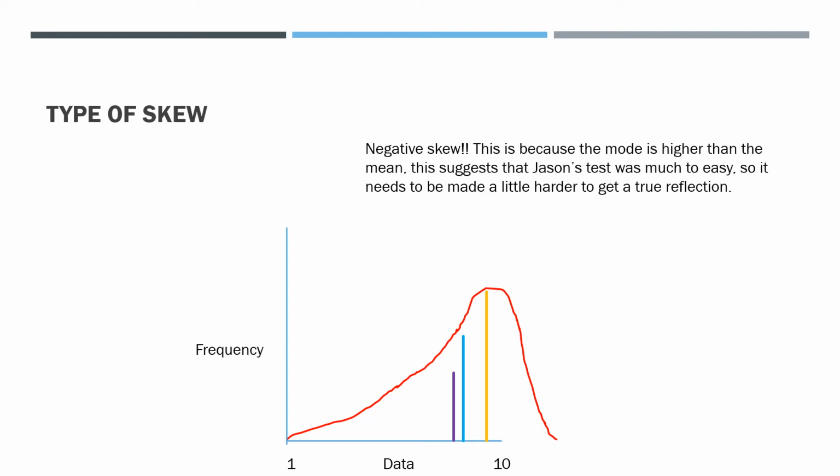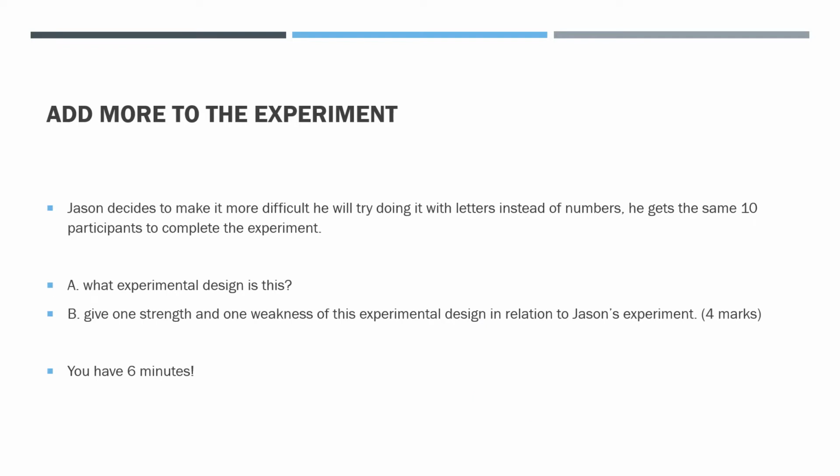So you might have to interpret the results. This was too hard, this was too easy, and then change the experiment. So that's what we're going to do. We're going to add more to it. So Jason decides to make it more difficult. He will try doing it with letters instead of numbers. He gets the same 10 participants to complete the experiment.